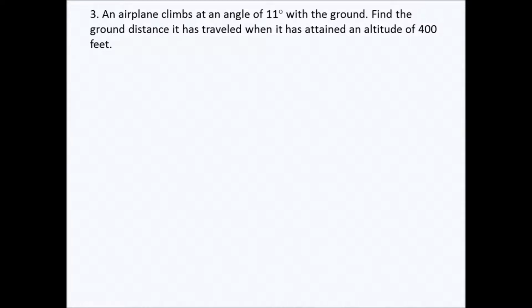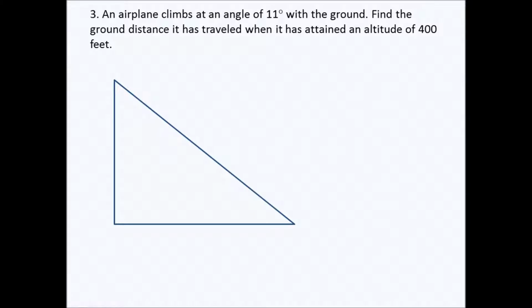An airplane climbs at an angle of 11 degrees with the ground. Find the ground distance it has traveled when it has attained an altitude of 400 feet. Step 1. Draw a right triangle. Step 2. Label the triangle.